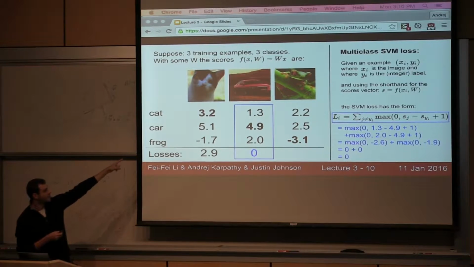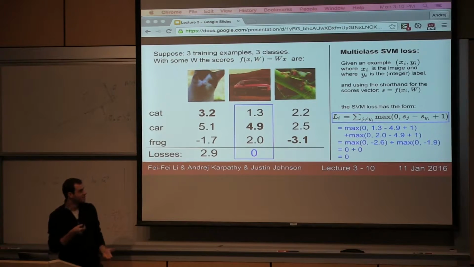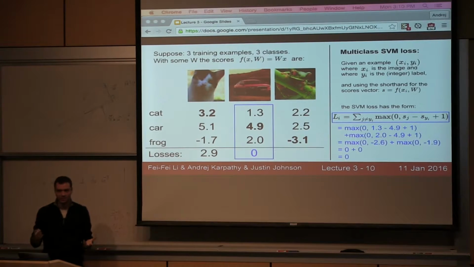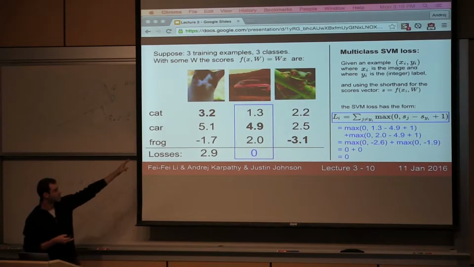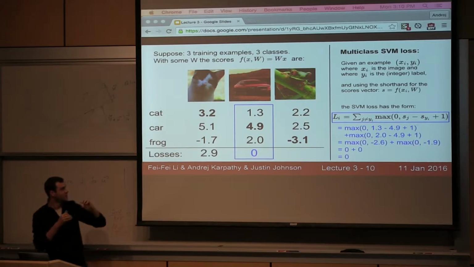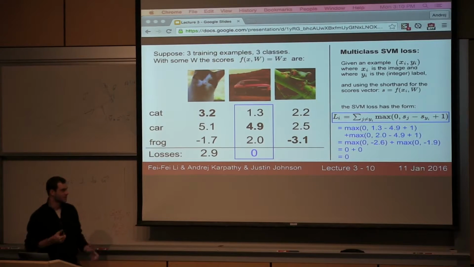We're comparing the cat score to the car score. So we get 1.3 minus 4.9, add a safety margin, and the same for the other class. So when you plug it in, you actually end up with a loss of 0. And the loss of 0 intuitively is because it is true that the car score is higher than all the other scores for that image by at least 1, right? That's why we got 0 loss. So the constraint was satisfied, and so we get 0 loss.